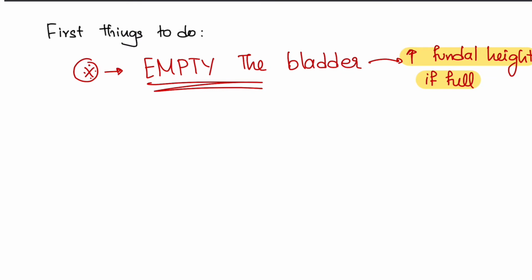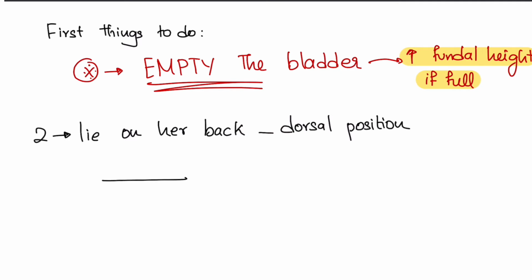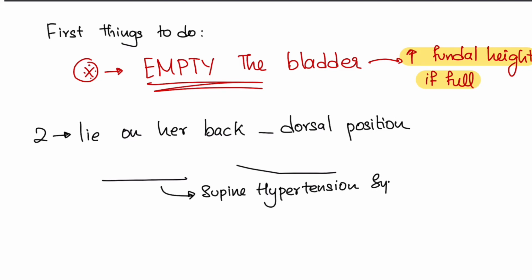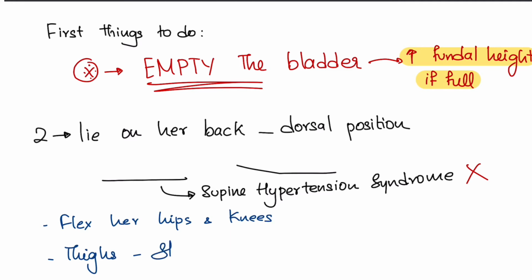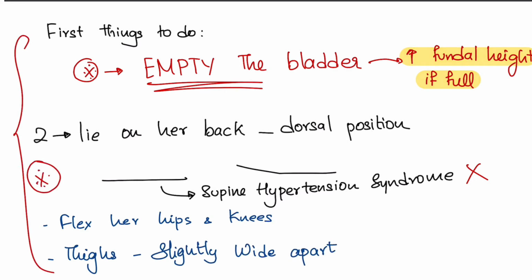So, empty the bladder. Second, you ask the woman to lie on her back. That is the dorsal position, and not too flat on the surface, slightly raised. Why? Because she might go into supine hypertension syndrome, so you have to be careful of that. You ask her to flex her hips and knees, with thighs slightly wide apart. These things are important in fundal height measurement.